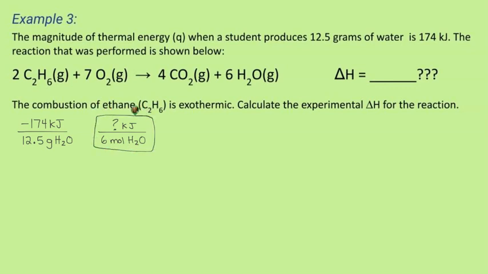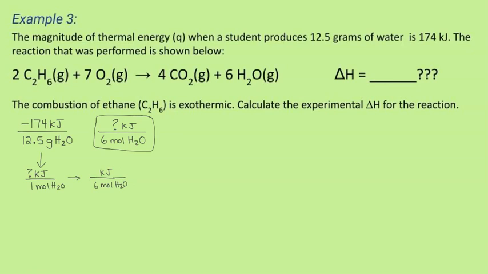So the first step is to figure out the number of kilojoules per 1 mole of water. And then once we have the number of kilojoules per 1 mole of water, we can convert this to the number of kilojoules per 6 moles of H2O. So there's our process here. We start out with the number of kilojoules for a certain mass. We want to know the number of kilojoules per 1 mole of water, so then we can get to the number of kilojoules for the whole reaction that produces 6 moles of water.